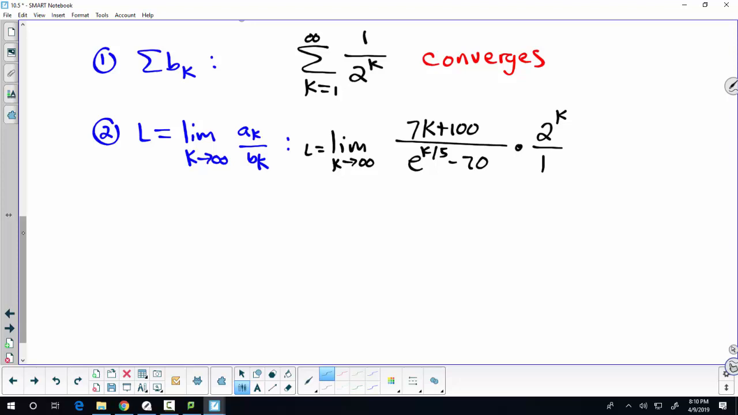So what would that limit be? Right, and then that limit equals what as k approaches infinity? What grows faster, 2 to the k or e to the k over 5? We know e is a larger base, right? But it's divided by 5, so how does that affect the power?